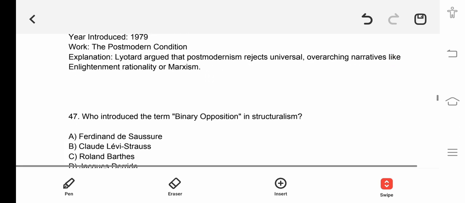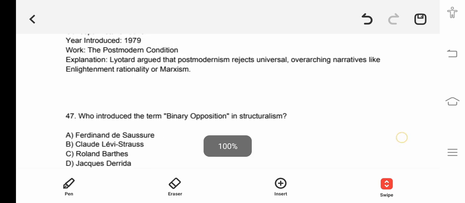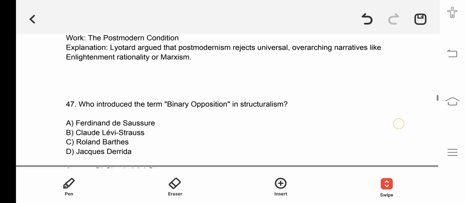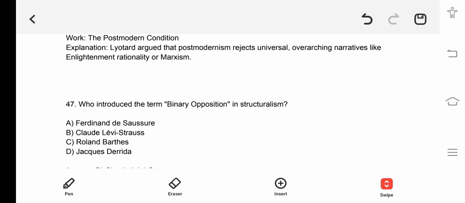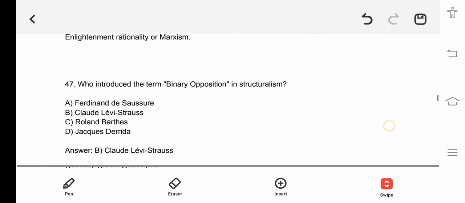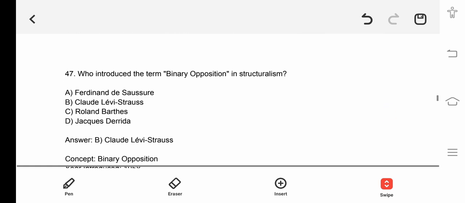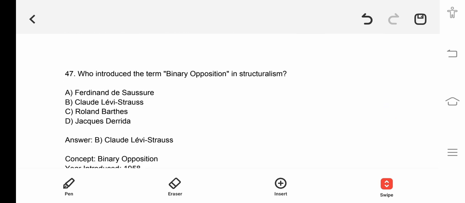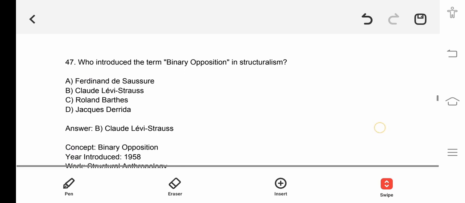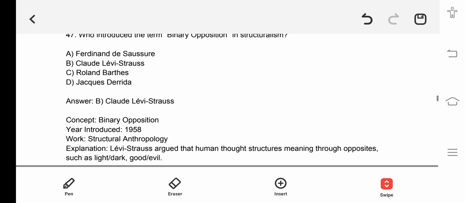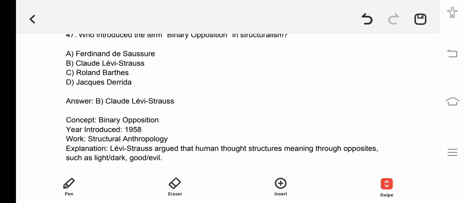Next question. Who introduced the term binary opposition in structuralism? Options you have: Jacques Derrida, Roland Barthes, Ferdinand de Saussure and Claude Levi-Strauss. Any guesses who gave this concept of binary opposition in structuralism? Let's see the correct answer. Claude Levi-Strauss. Binary opposition is the term given by Claude Levi-Strauss in 1958 in the work Structural Anthropology.